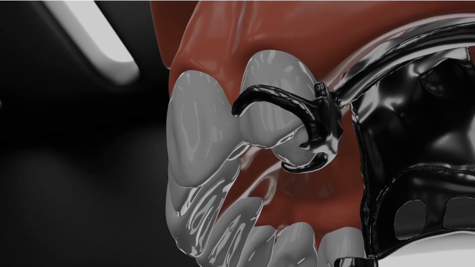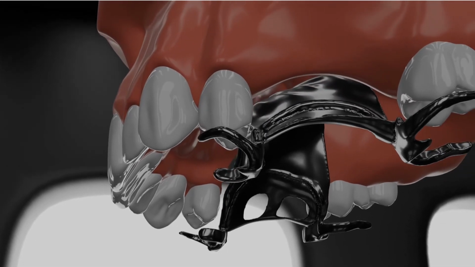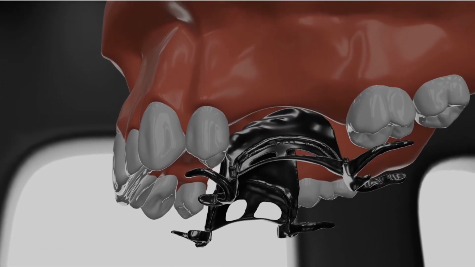This was a simple and quick overview of the different components of a partial denture. However, there is much more to the partial denture than just that.